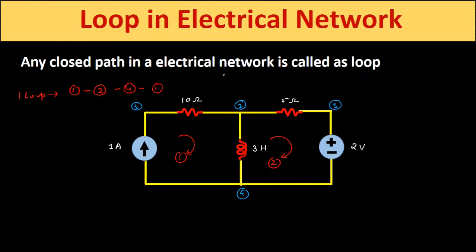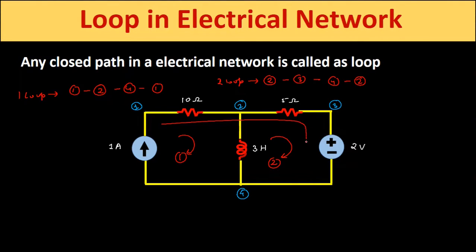So here you can see second loop is starting at node 2, then it will go to node 3, then it will go to node 4 and it will again end at node 2. That means the loop or the closed path should start from a node and it should end at that same node only. Okay, so this is second loop.